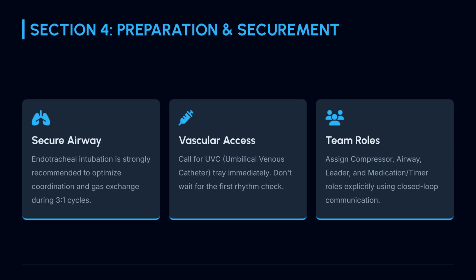Call for the umbilical venous catheter tray immediately for vascular access, and explicitly assign team roles using closed-loop communication.